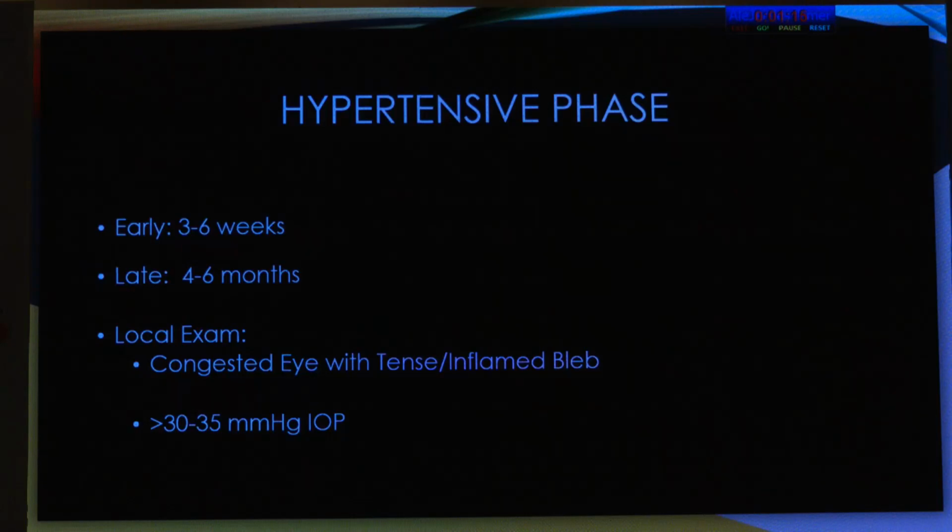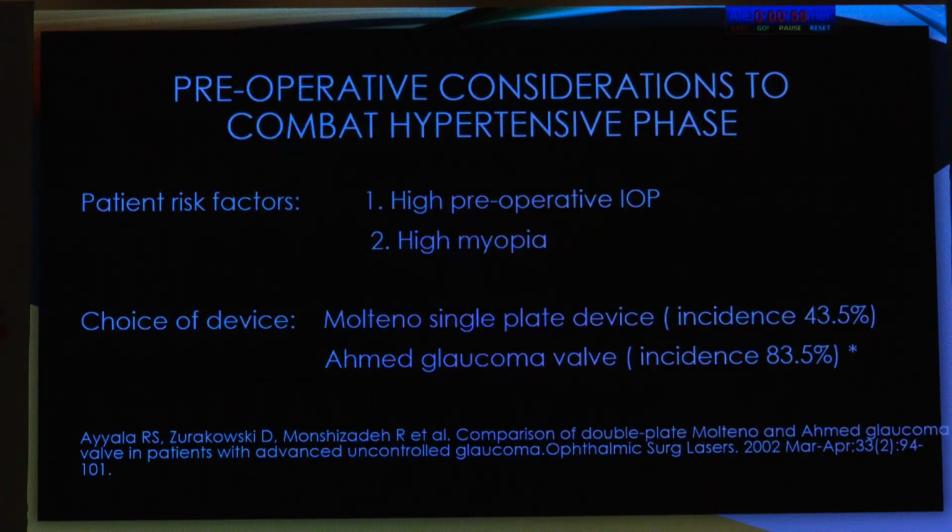And if we don't see anything obstructing the outflow, then it's the hypertensive phase. It can occur as early as 3 to 6 weeks following surgery, or even late, 4 to 6 months after surgery. You typically have a congested eye with a tense inflamed bleb, and IOP is normally more than 30-35 millimeter mercury. Preoperative risk factors can be very high preoperative intraocular pressure and high myopia. The type of device matters too; it is more commonly seen with Ahmed glaucoma valve or valvular devices. A few of our patients had an inflamed eye and tense bleb.